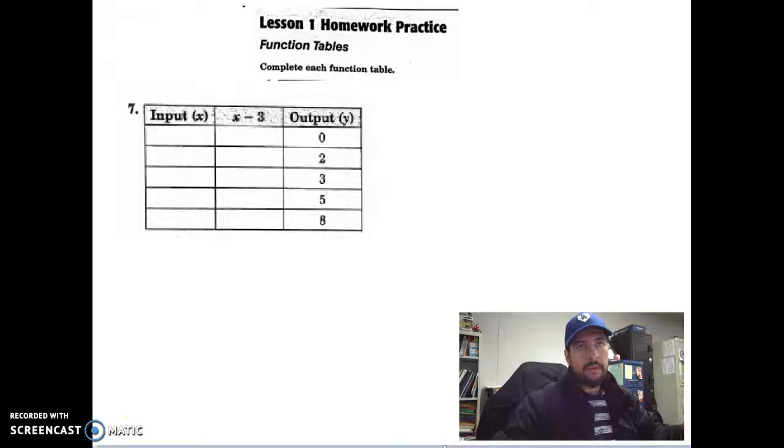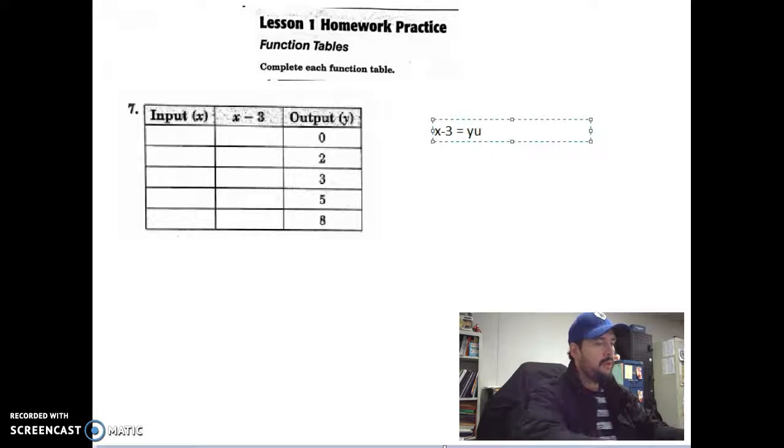Alright, so I'm going to skip all the way down to number 7, where our input of x's are gone. We still have our rule, which is x minus 3, and our output is y. So how are we going to solve this if we don't know what our input is? Well, we're just going to do the opposite of what we were doing before. So you can also think of it as x minus 3 equals y, right? Because that's what our rule is.